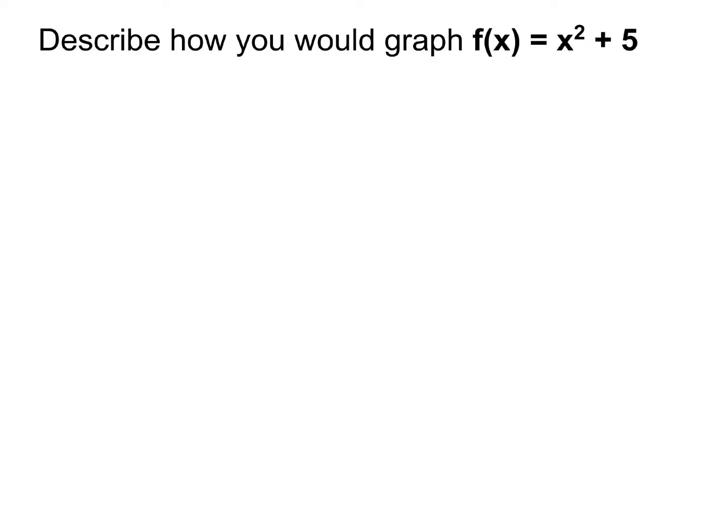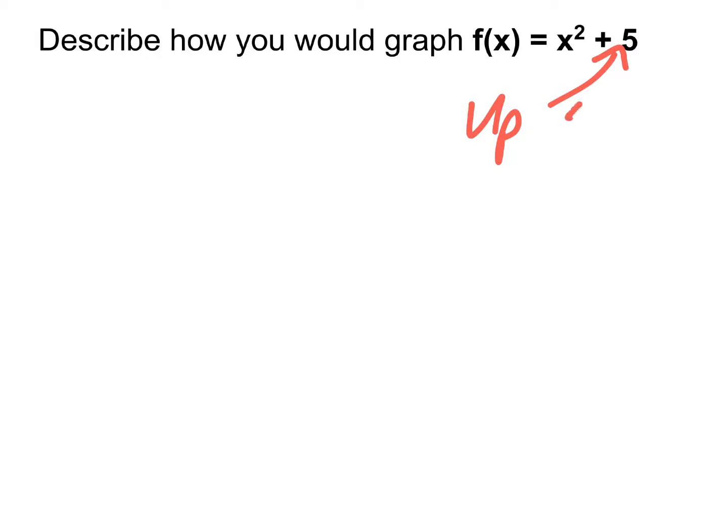Let's practice that with f of x equals x squared plus 5. What does the plus 5 do to the graph? Yeah, this plus 5, it's going to move it up 5. Now, how do we know that? Because, you know, how do you tell whether that's going to be going up and down or if it's going to be going left and right?